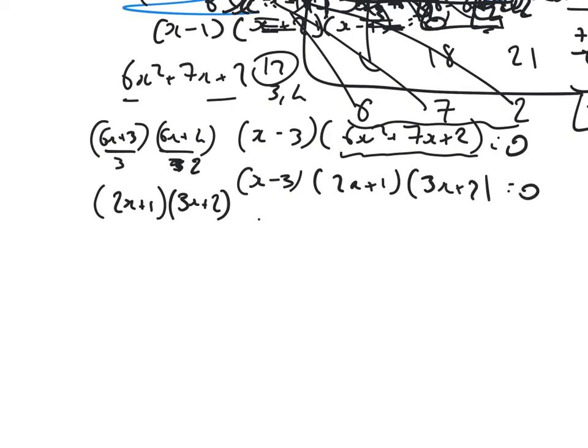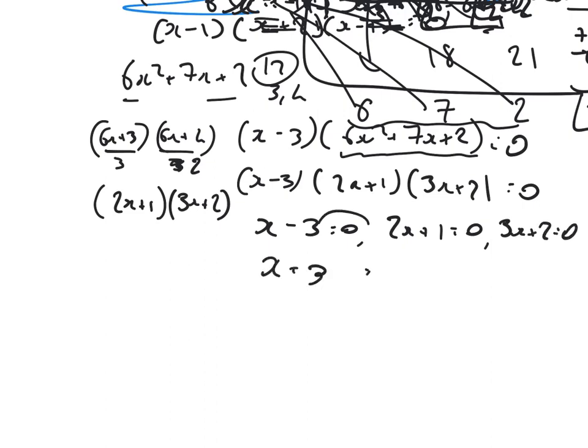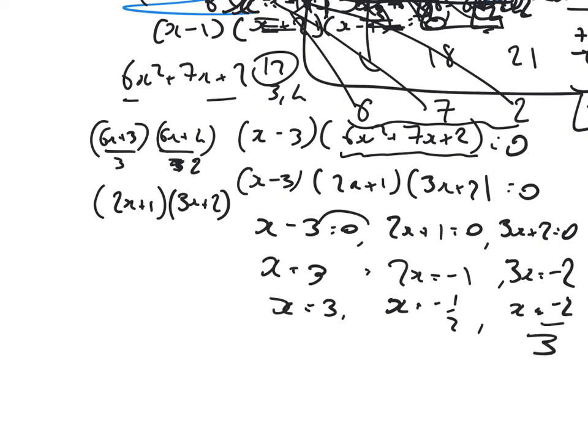Okay, equal to 0. So we've got x minus 3 is equal to 0. 2x plus 1 is equal to 0. And 3x plus 2 is equal to 0. So that'll be x equals 3. 2x equals minus 1. 3x equals minus 2. So x equals 3, x equals minus 1 over 2, and x equals minus 2 over 3.